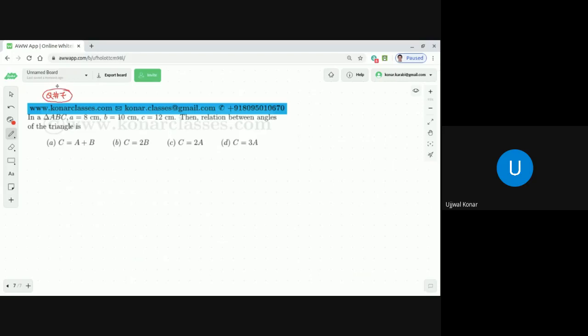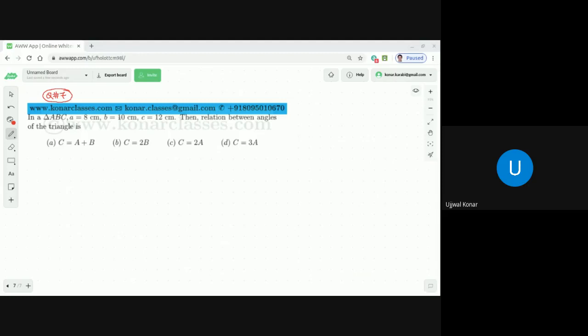So question number 7 is in front of you, dear students. Here in a triangle ABC, the values of its sides are given to you. That is, A is equal to 8 centimeter, B is equal to 10 centimeter, and C is equal to 12 centimeter. Then what relationship can you find between the angles of the triangle out of the four options in front of you, dear students? So let's see how we can proceed with this one. First, you need to know how to approach this kind of question, dear students.